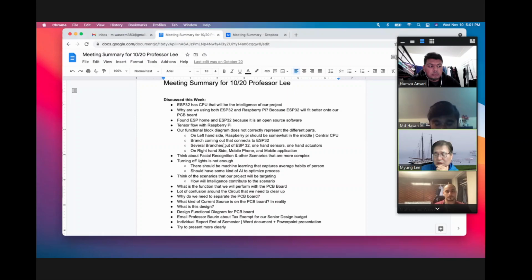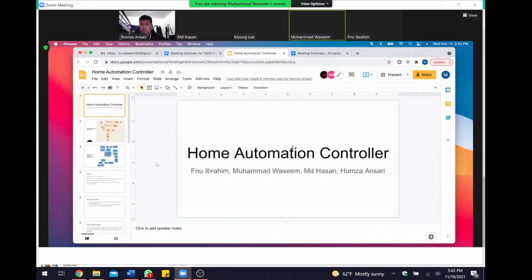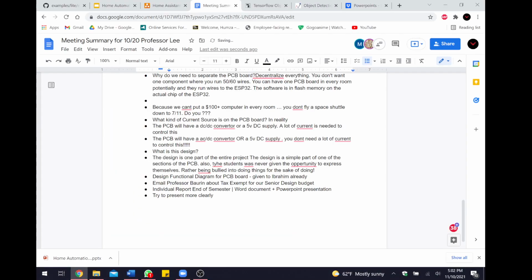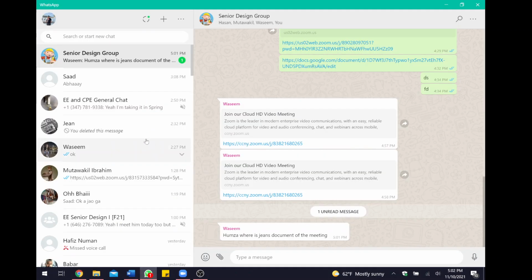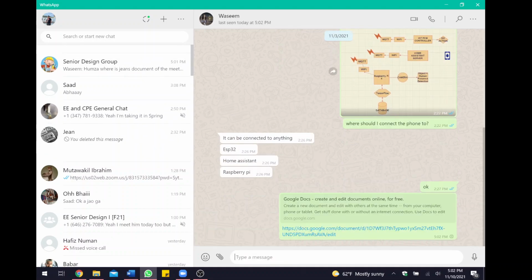Yeah, go ahead. Wasim, can you open that up? Sorry to open these documents. Okay, let's start off with the presentation. I think that'll provide some clarification. Then in the end, we can also talk about the meeting summary. Let me just open up a document to take notes as well, because I'm the note taker.